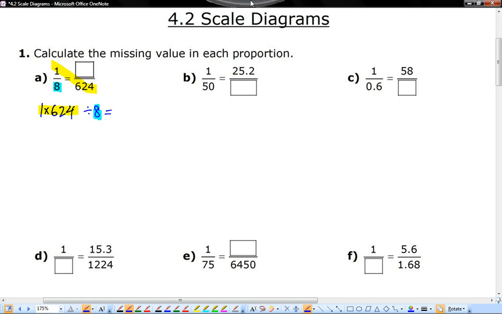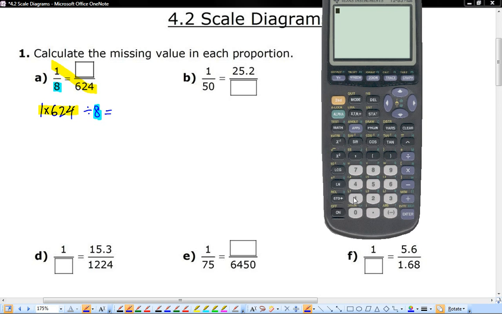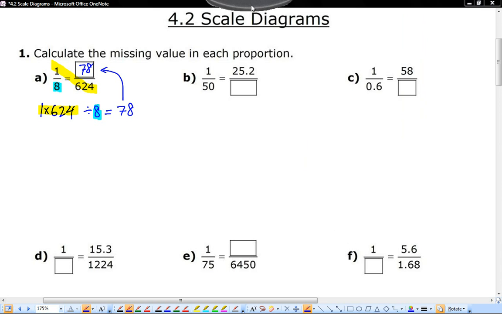And when we get the value here, 1 times 624 is just 624, and we divide that by 8, we get 78. So this 78 is the number that is the missing value, goes in that box. So this is sort of the surefire method. If you're unsure how to do it otherwise, this will always work.